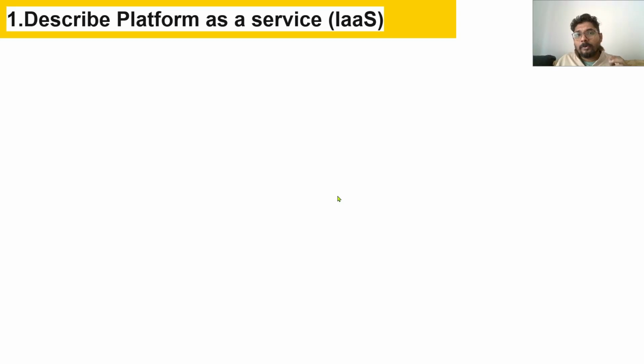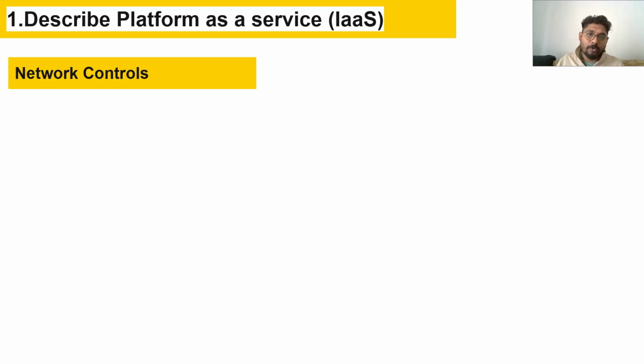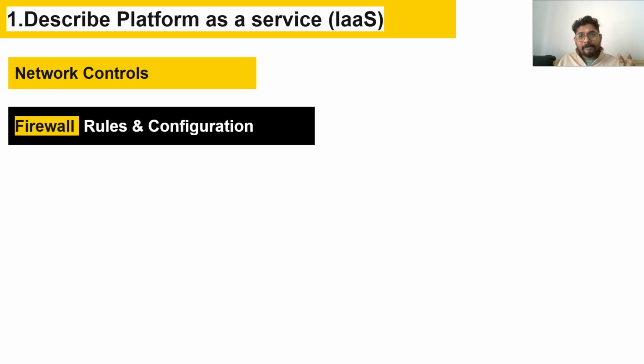Let's see it. When it comes to network controls, here, for example, what are the things? Firewall rules configuration, right? Now, if I am taking IaaS, it will be my responsibility. But if it is a PaaS, so firewall rule configuration, couple of things will be done. Let's first see this. What are network controls? Okay, what comes under this? We'll go back to the table.